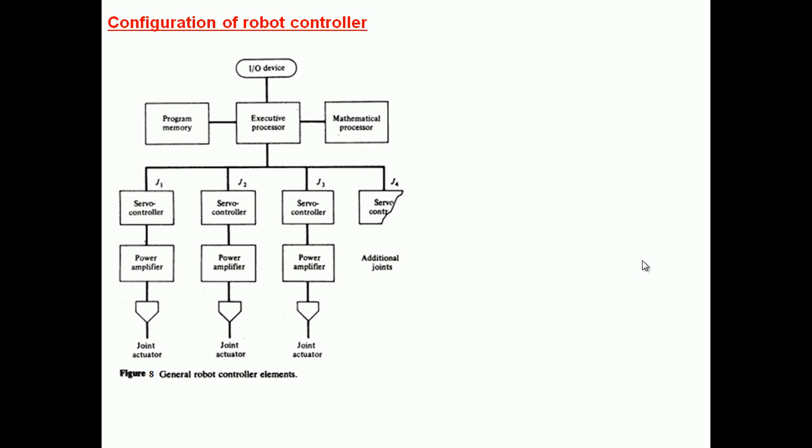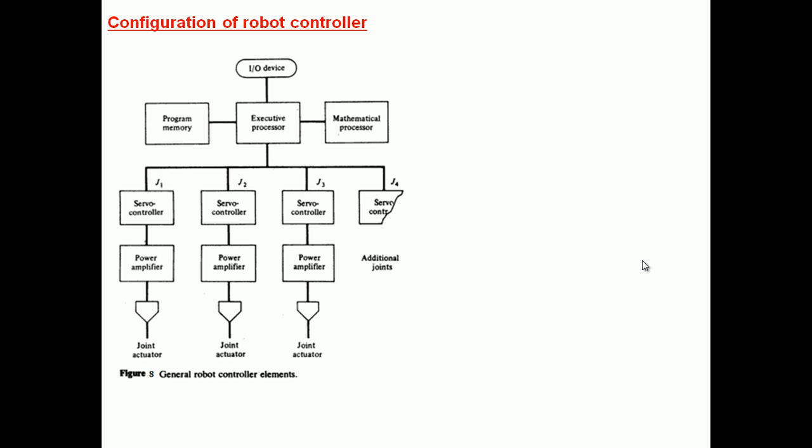So the configuration of robot controllers, I already discussed in the class in general, but again I want to put it. So this is the way the robot controller will be. There will be an input and output device, program memory, an executive processor, and a mathematical processor. It's a general robot controller, but nowadays there are advanced controller schemes. But this schematic representation will be there.